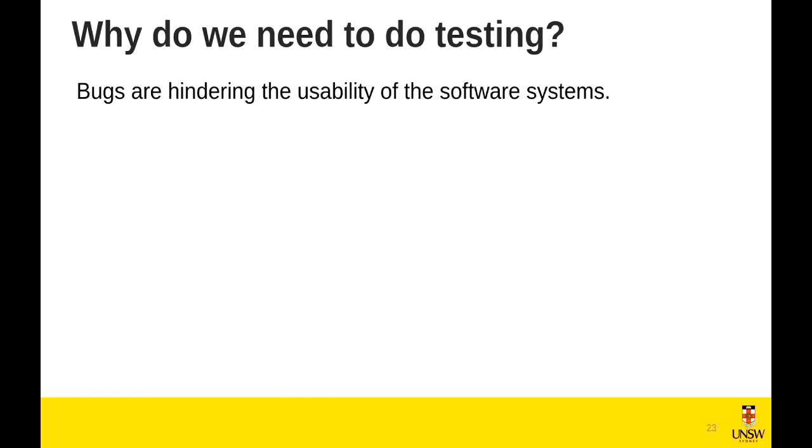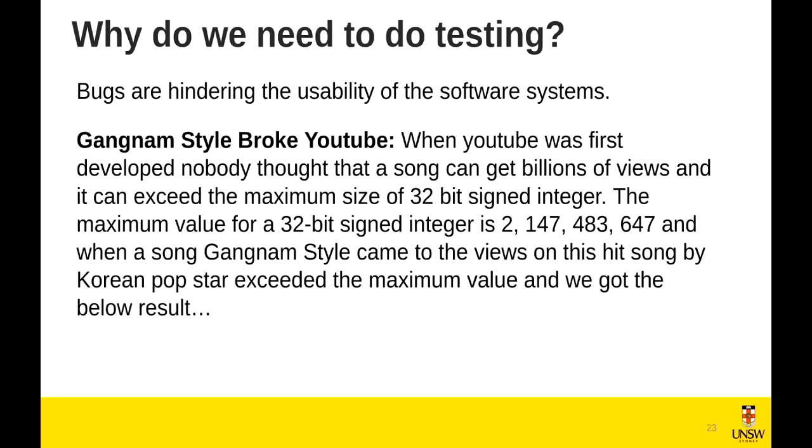So bugs, as we know, are hindering the usability, or I would say dependability, of software systems. And there are many famous examples of bugs. I don't know if you have heard about this one before. I believe all of you know what Gangnam Style is, right? And you may have watched it on YouTube, but you may not have noticed there was such a bug of YouTube.